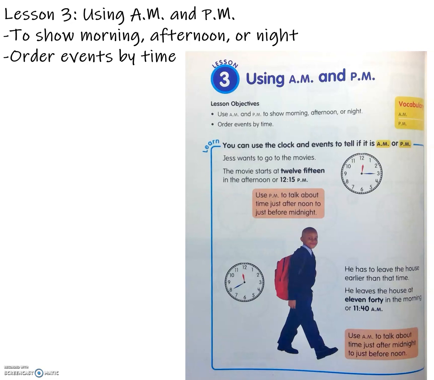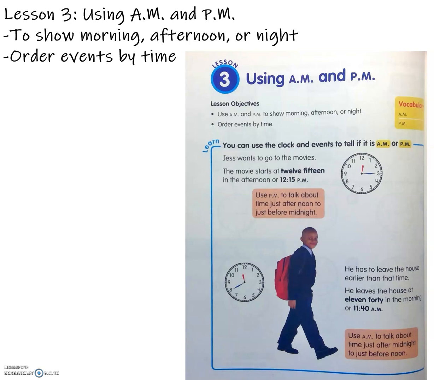Today we are going to start lesson 3 using AM and PM. AM and PM are used to show morning, afternoon, or nighttime, and you can also use them to order events by time. Now, AM and PM we should have already added to our vocabulary page in our distance learning notebook. AM is used to talk about the time just after midnight and just before noon. It's talking about the morning.